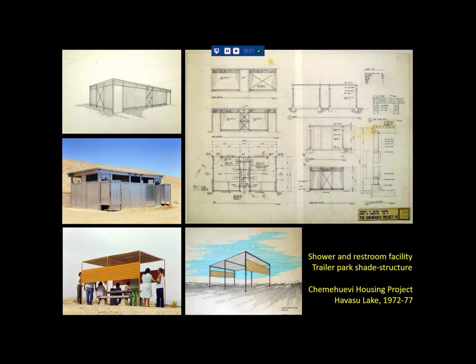The Chemehuevi Project 3. So this is the third year of the project. Yes, the toilet block did get built, but interestingly, not quite like in the perspective drawing. They put modesty screens around the entrances, which aren't shown on the plan either. Difference between plan, perspective, and then the finished object. Something worth commenting on.